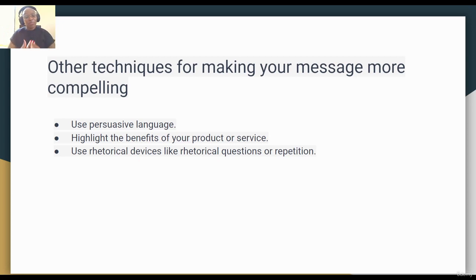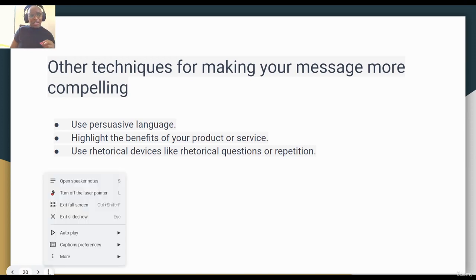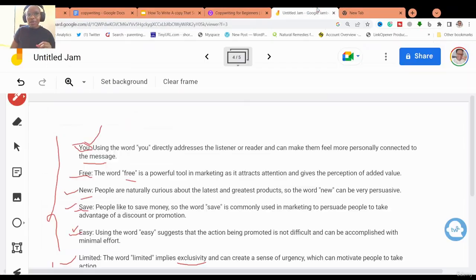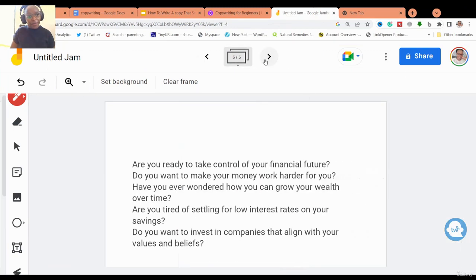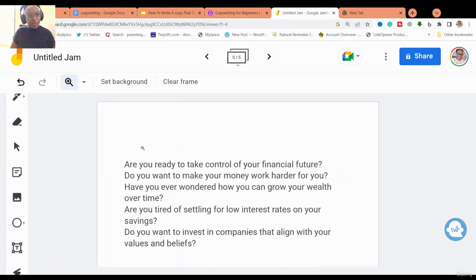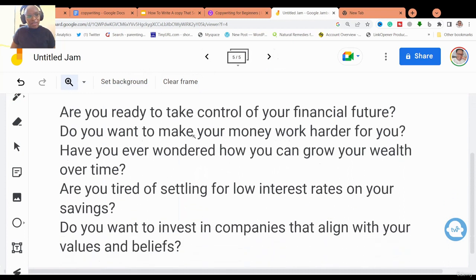For example, if I'm the one who's selling the investment portfolio to this woman in her 30s, let me show you a set of rhetorical questions that you can incorporate in your copy to try and persuade me. Because remember, these are techniques to make your message more compelling. So let us look at examples of rhetorical questions that I can use. Let us go back to my Jamboard here, and I don't know whether you can see this. Yes, I have zoomed it.